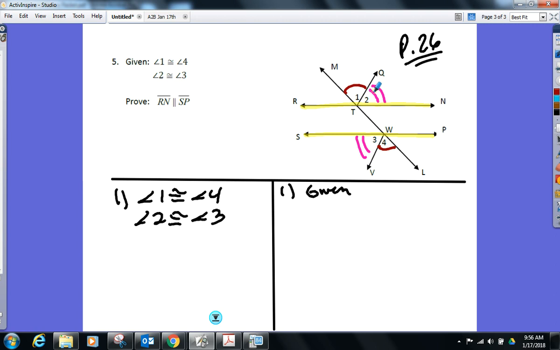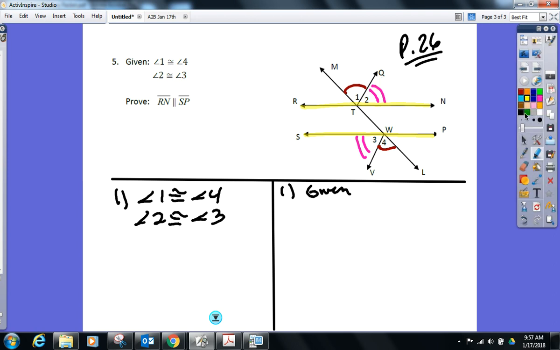Alternate exterior. If you remember the theorem, if 2 lines are parallel, what do I know about alternate exterior angles? They should be congruent. So let's work backwards. If you can prove to me SWL and RTQ are congruent, you'll have a pair of congruent alternate exterior angles, which would make the lines parallel. All right. How do I make them congruent?